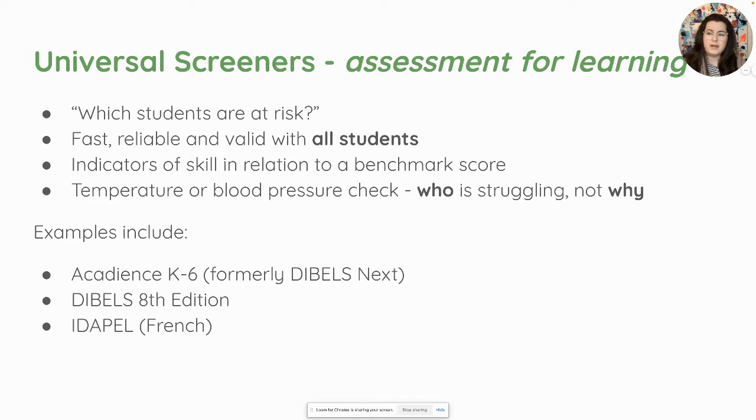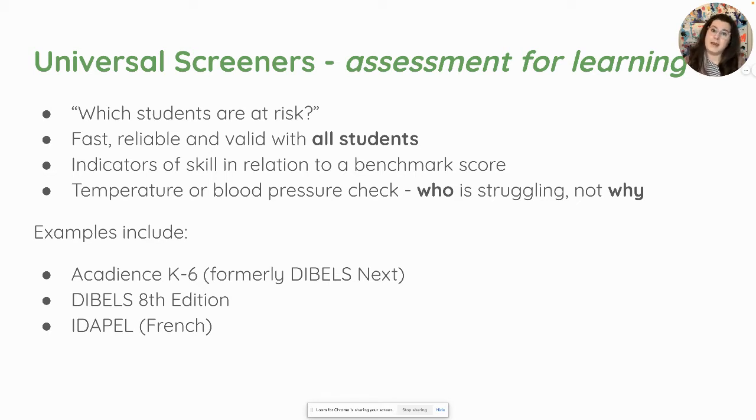And you can tell by the name universal, these are assessments we give to every student 3 times per year, and they allow us to know which students are at risk. These are really brief, reliable, and valid assessments. Think about them as highly efficient and very low cost. It's not a huge investment of time, and that's why we're doing it with everybody.